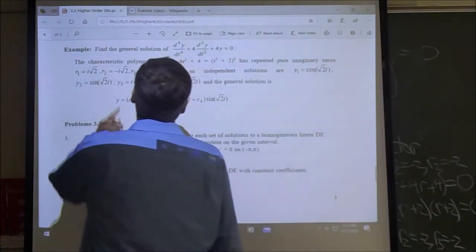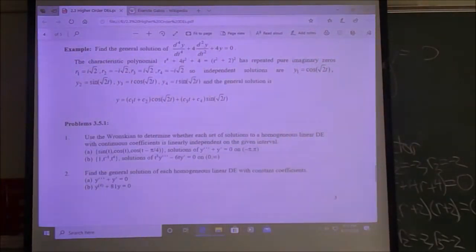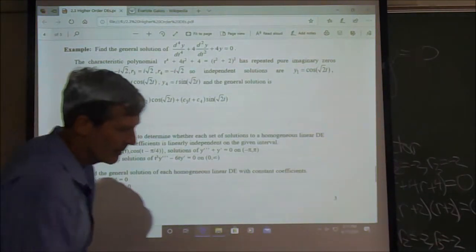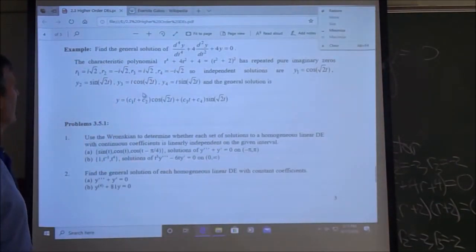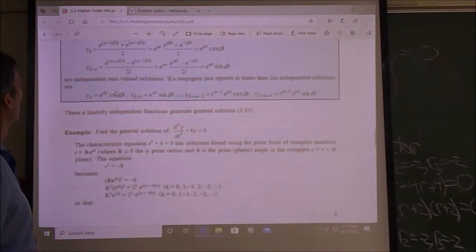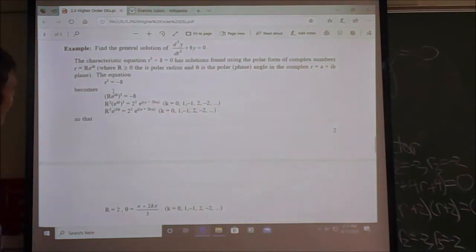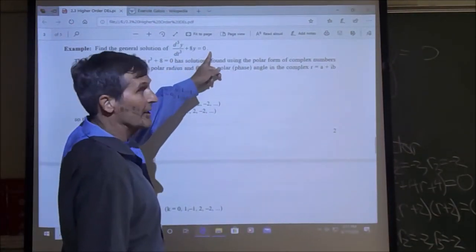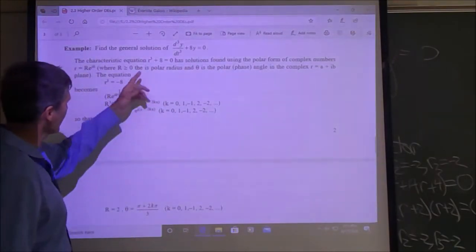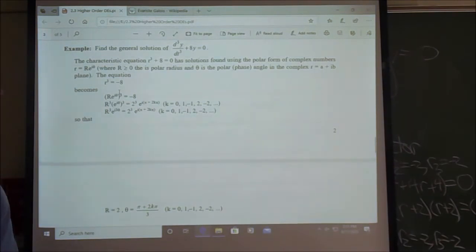All right. And so there is the solution of this one. Let's look at one more. Let's look at a third degree one, let's see, this is the wrong one. Up above. How about this one? d cubed y over dt cubed plus 8y equals 0 has characteristic polynomial r cubed plus 8 equals 0. How do we solve that one?